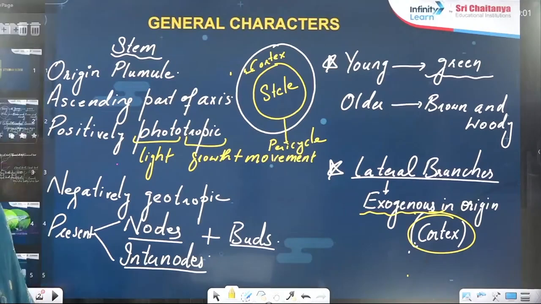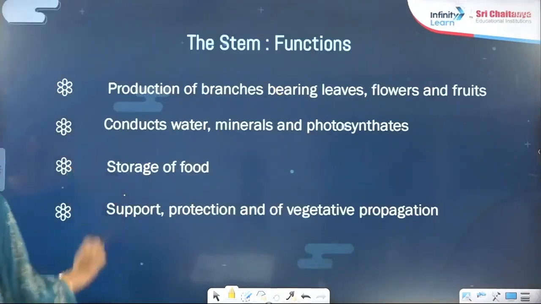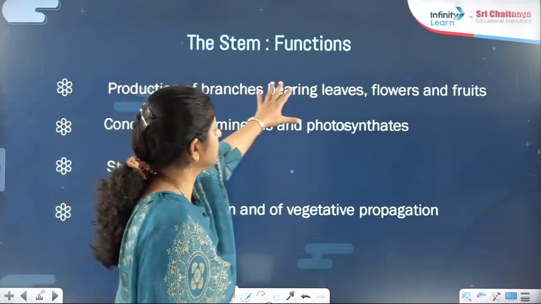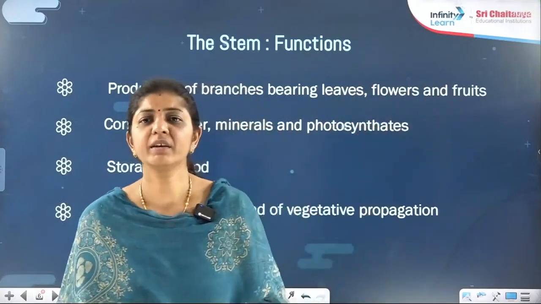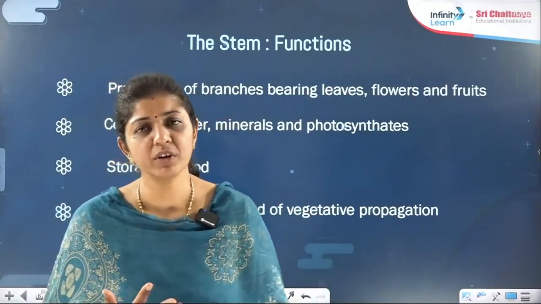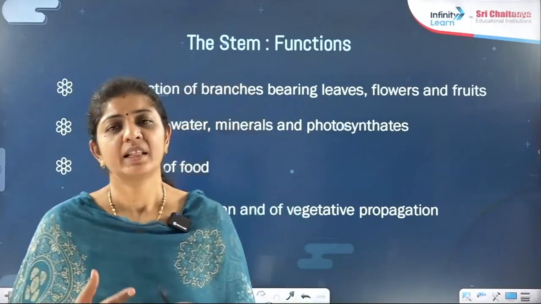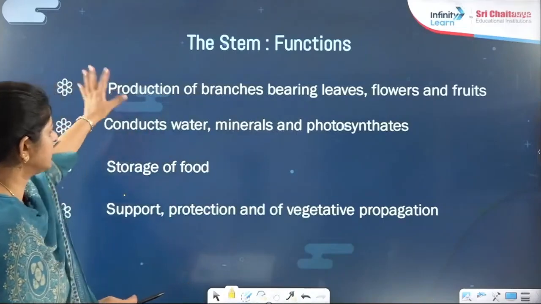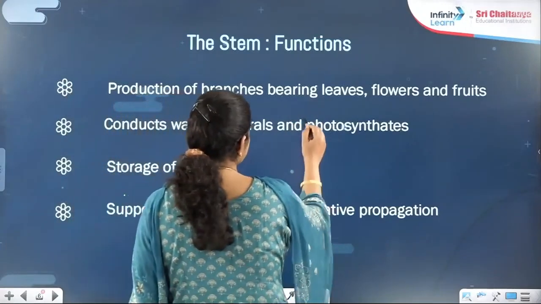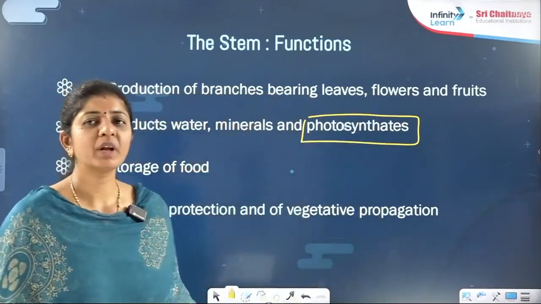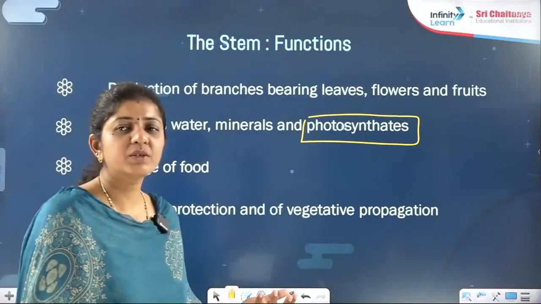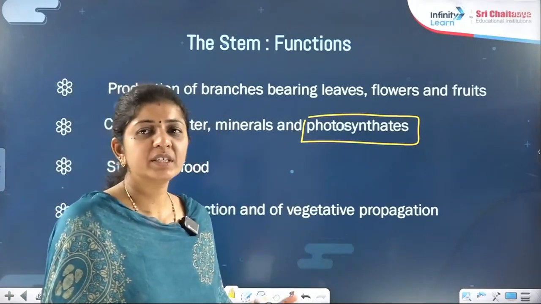Now, next, if I want to show you the functions of the stem, what can be the functions of the stem? Number one, the production of branches bearing the leaves, flowers and fruits. They are giving branches so that the main parts of the plant, that is leaves for photosynthesis, flowers for reproduction and further forming fruit and seeds, can be borne. Next, it even helps in conduction of water, minerals and photosynthates. What do you mean by the term photosynthates? Means the products formed after photosynthesis, you call them photosynthates, right? So the major photosynthate is what, do you know? Sugars. For the conduction of that, even the stem helps, right?